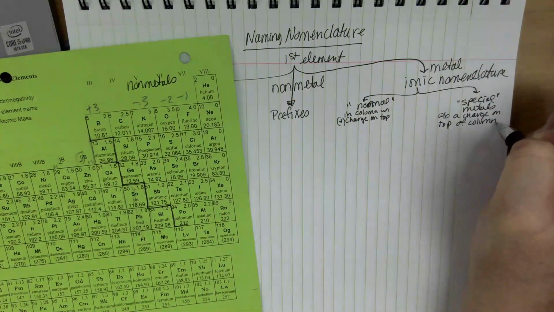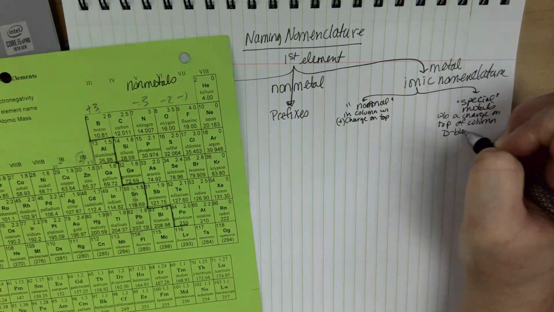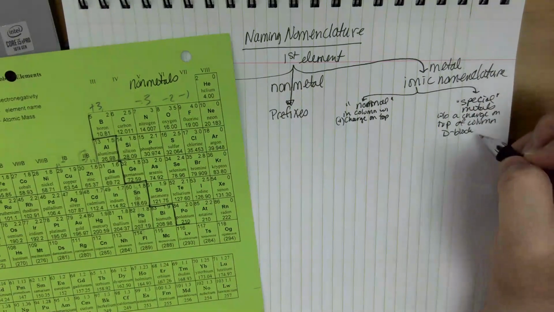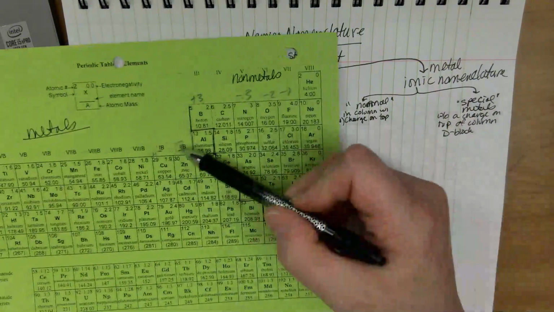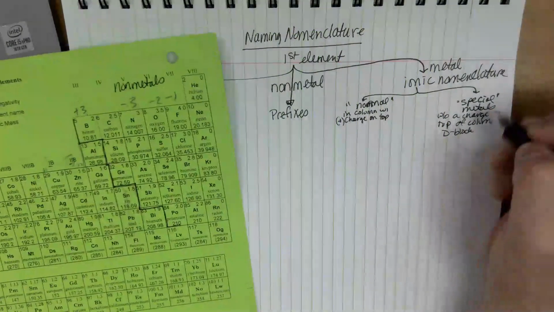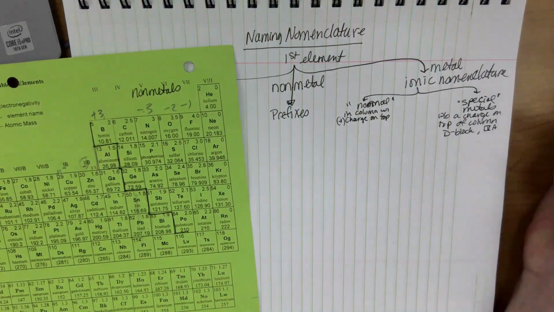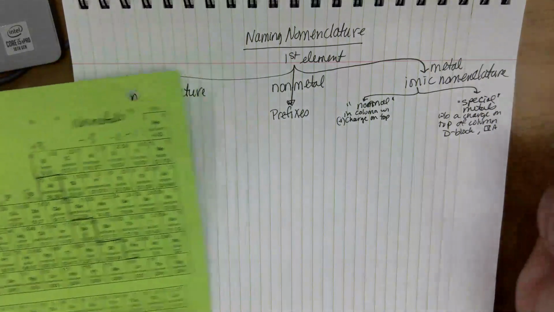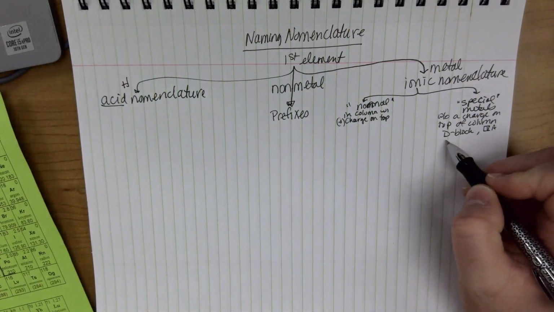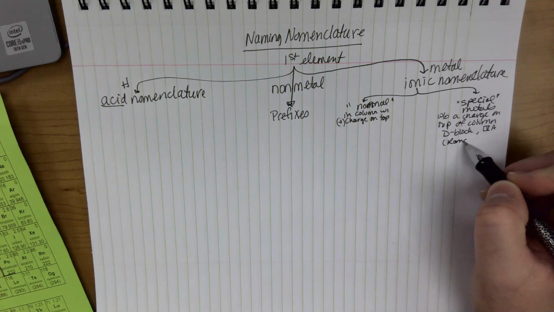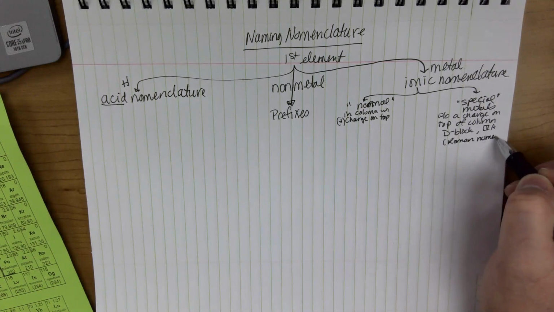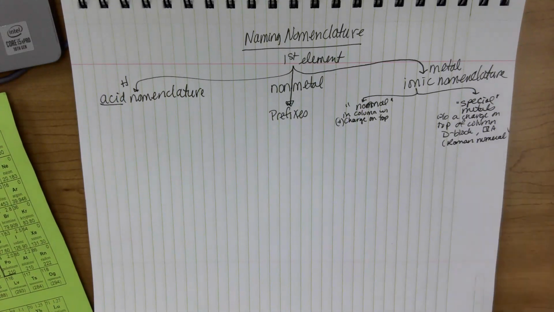So those are the D block. Those are the ones that have the B's. You can see they have the B's with the numbers on top, and also column 4A. Those are our tin and lead. So when we do those, these are the ones that need the Roman numeral. Okay, so those are the different categories. So now I'm going to go through what the rules for each of these are.